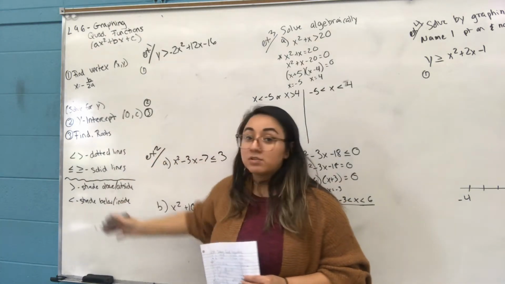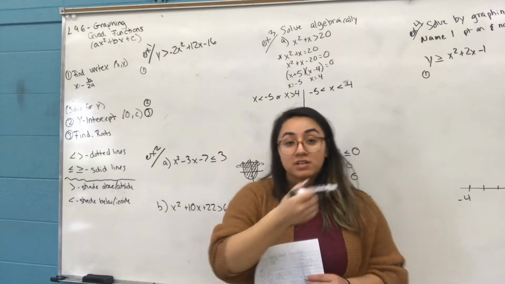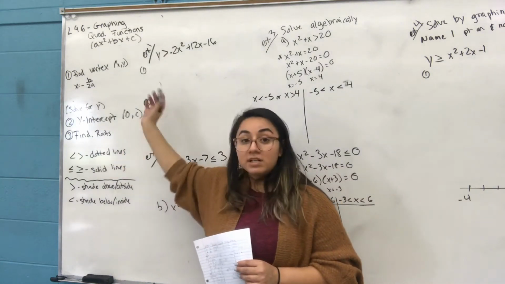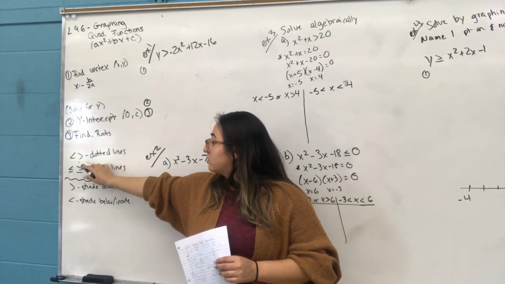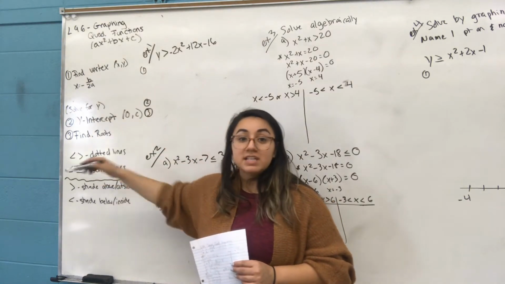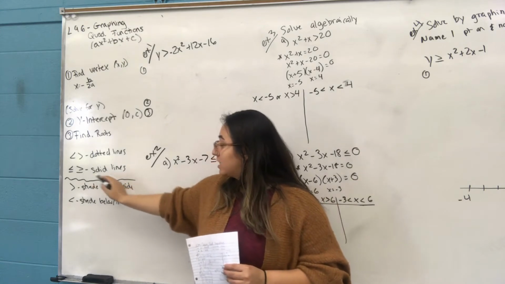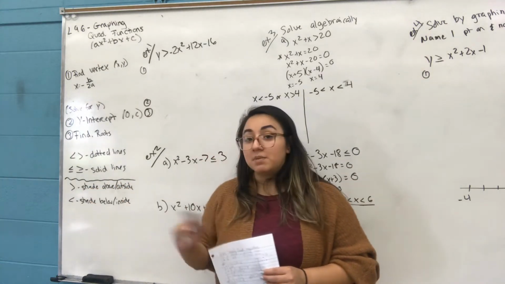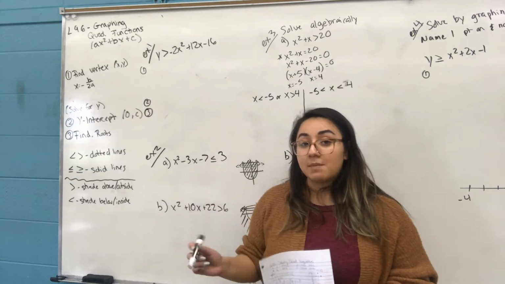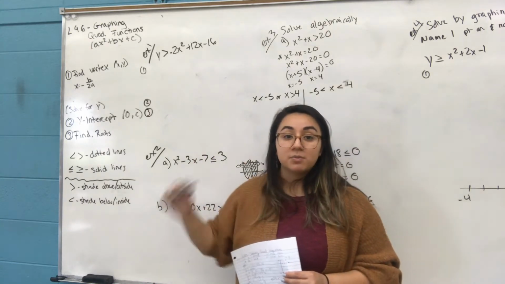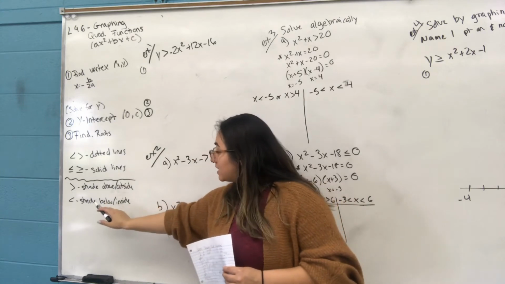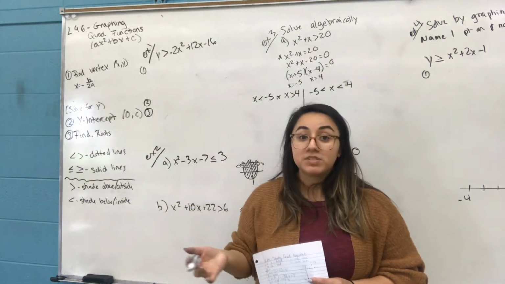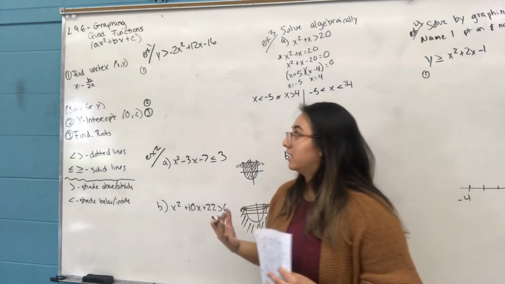Third thing is you find your roots. You can factor it, and if there's no factoring, I'll show you a different way in example 4. And when you have inequalities, you have less than or equal to or greater than or equal to. If you don't have the line underneath, it's dotted. If you have the line underneath, it's solid. If you have a greater than, you shade above the line, but in this case, since we're dealing with parabolas, you shade on the outside of the parabola. And if you have a less than symbol, you shade below the line or you shade inside the parabola. So it's slightly different from a regular graph.